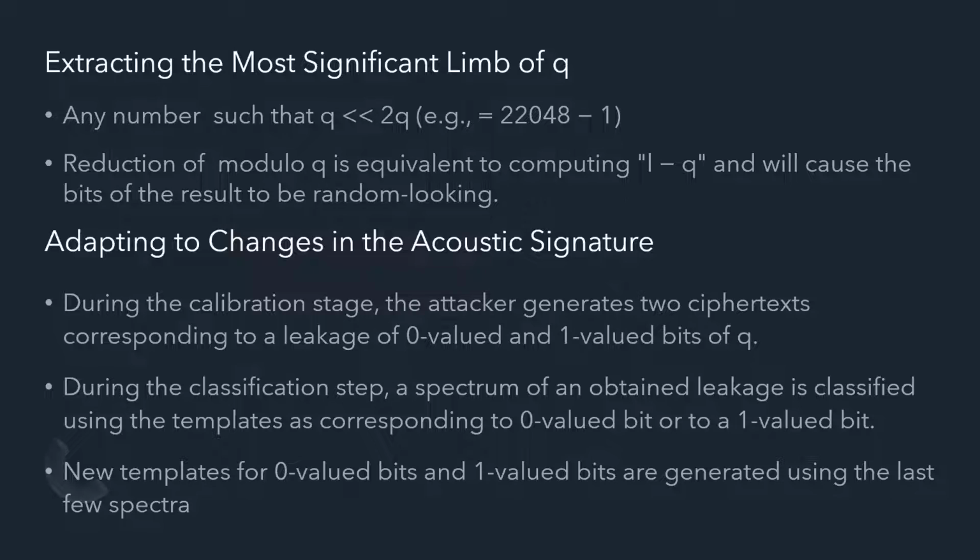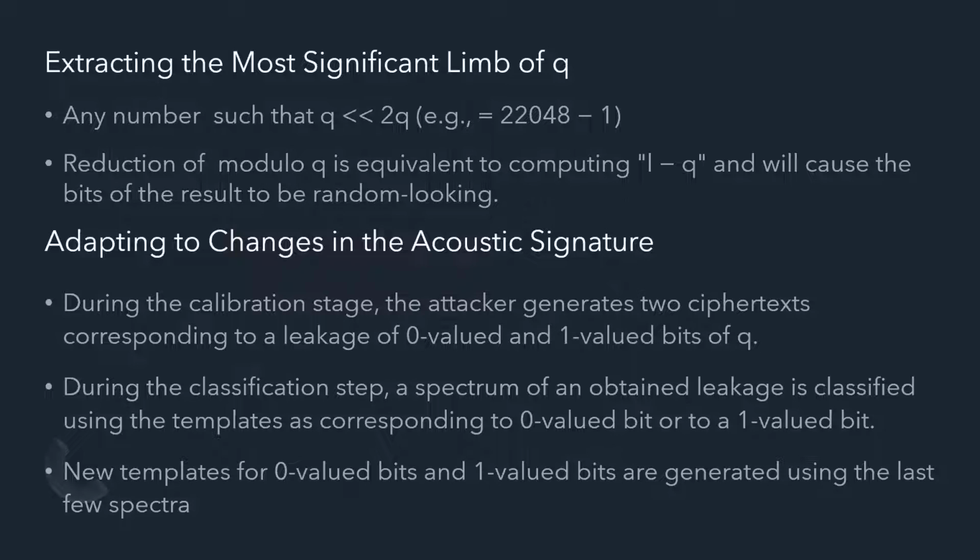During the classification step, a spectrum of an obtained leakage is classified using templates as corresponding to a 0 valued bit or to a 1 valued bit. This step might be repeated a few times until a certain classification is achieved. In the template update step, new templates for 0 valued bits and 1 valued bits are generated using the last few spectra, including the newly obtained ones.